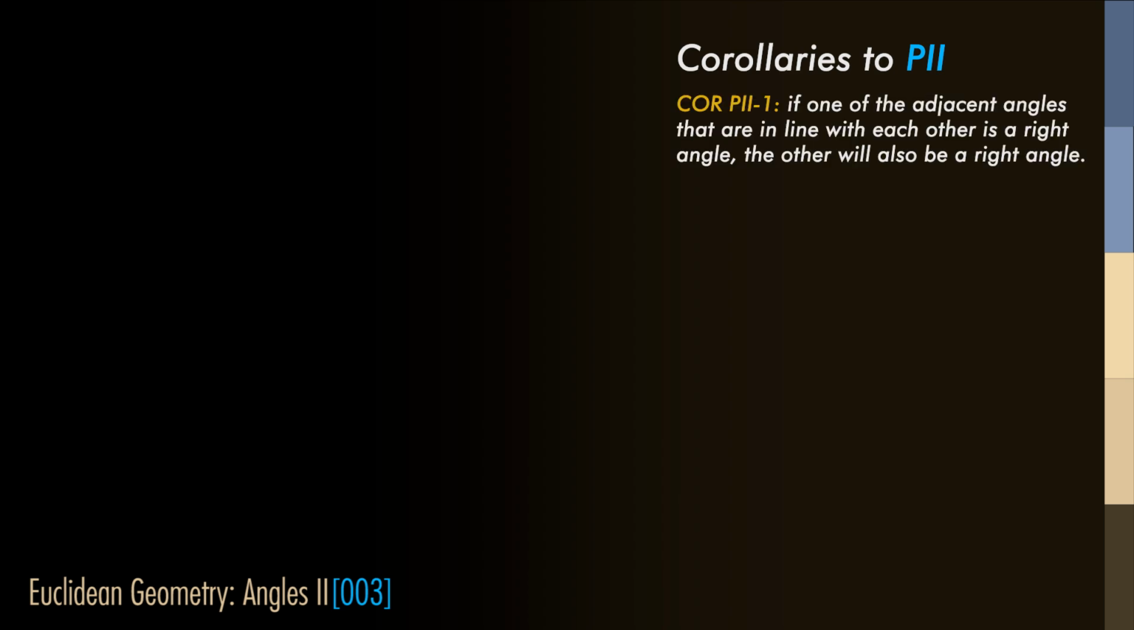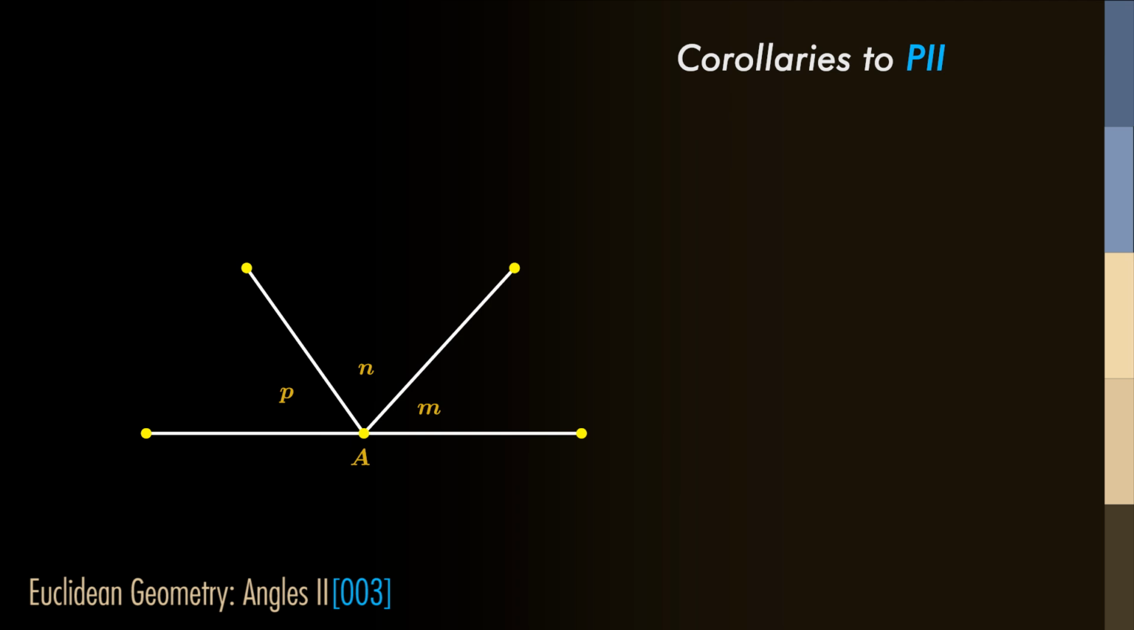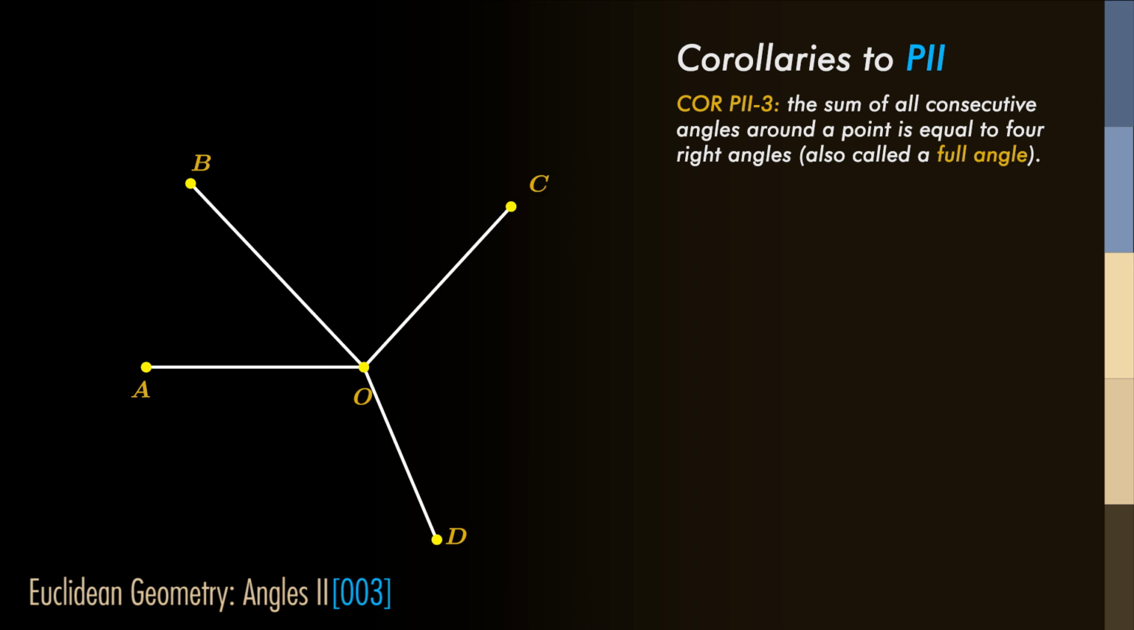There are some corollaries to this proposition. First of all, if one of the angles that are in line with each other is a right angle, the other will also be a right angle, so a right angle is equal to its supplement. Secondly, the sum of all adjacent angles on one side of a line is equal to a straight angle. Thirdly, the sum of all consecutive angles around the same point is equal to four right angles, or a full angle.